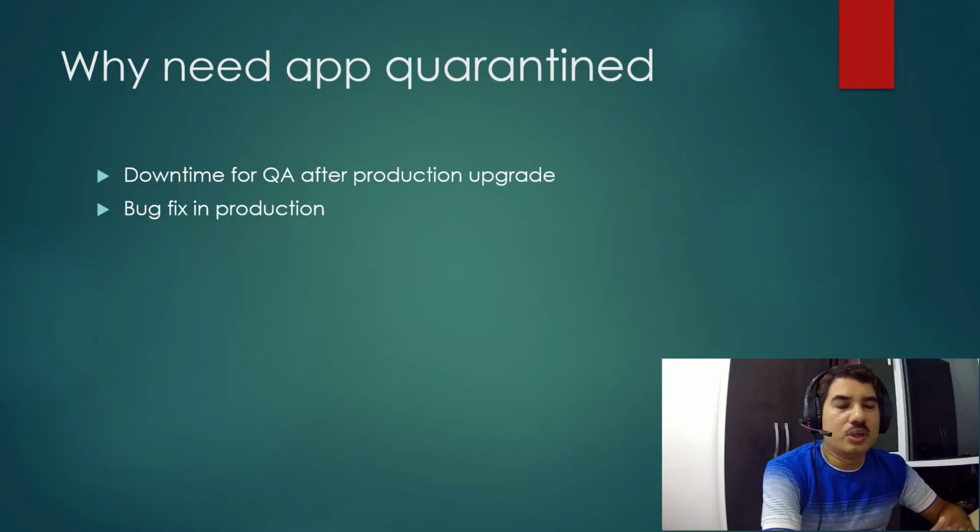At that time maybe you need a downtime so that no one can submit a wrong record. You make sure that you take a downtime, fix the thing, then publish it and unquarantine that particular app. So for that reason we need to make a quarantine.